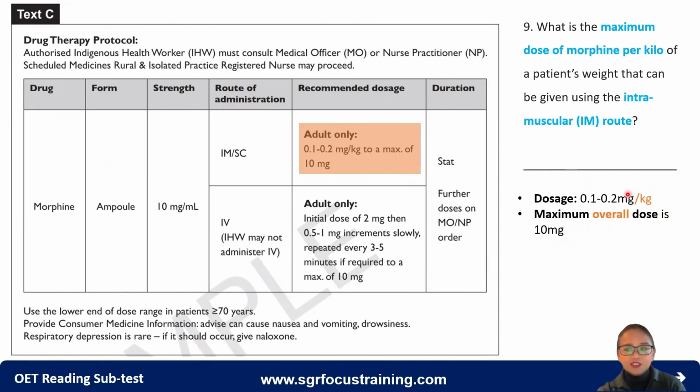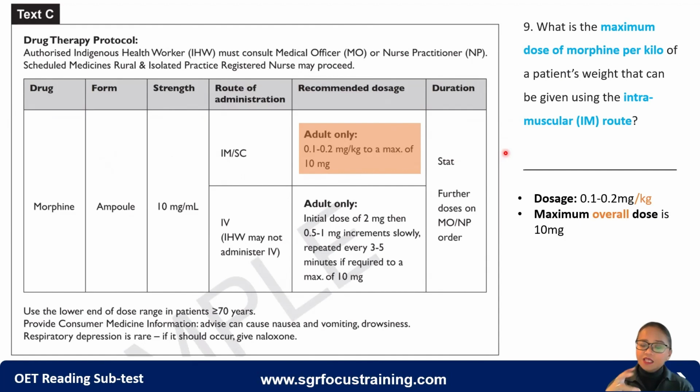So that means you're going to check the weight of your patient first, and based on that weight, we're going to then administer 0.1 to 0.2 milligrams, okay? But once you've given the dosage several times, we need to stop once we've given a total of 10 milligrams. That's what this dosage recommendation means.